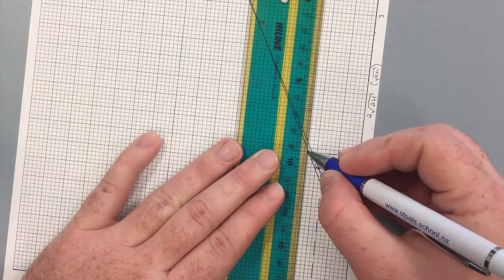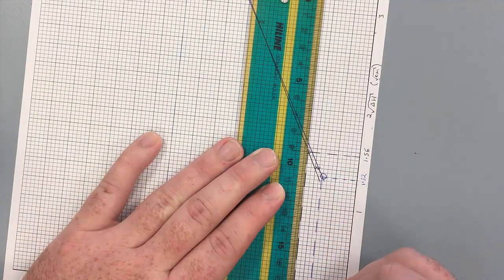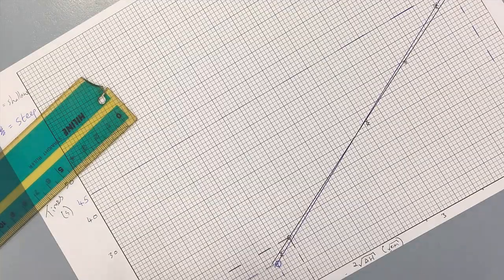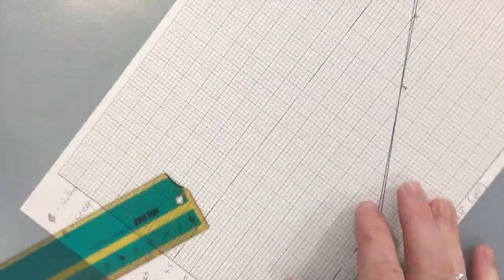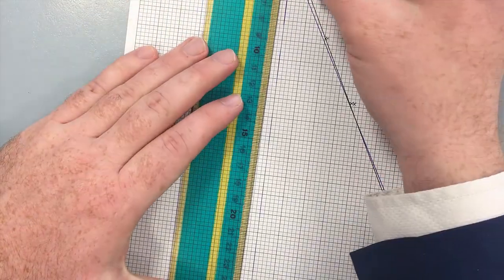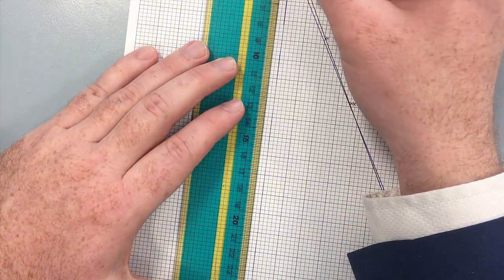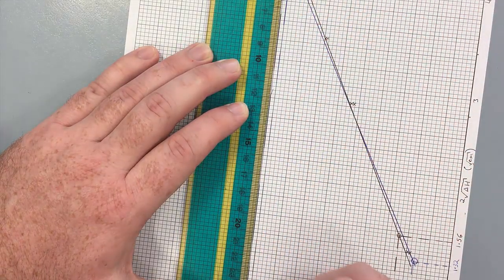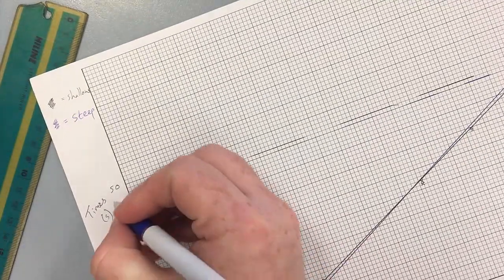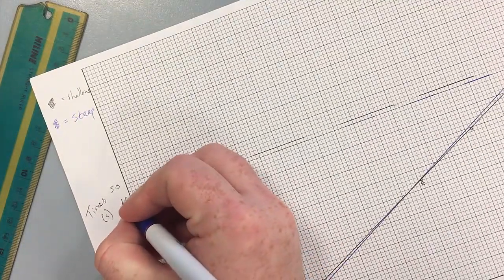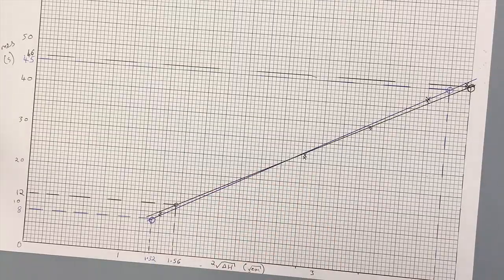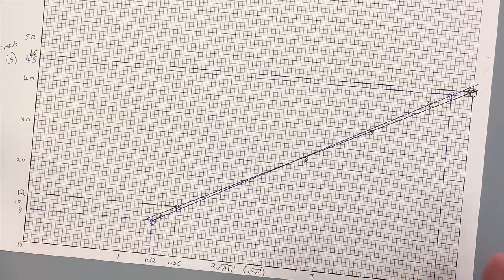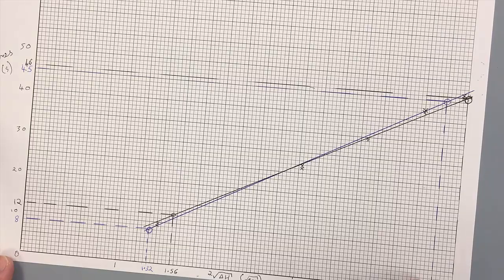And then I'm coming along here. Alright, and that one's nice and easy, that's 12. And coming along here, and I think 46 is reasonable there. Okay, so you can see what it looks like once we've got 2 lines of best fit, 2 construction lines, and our next stage is to work out the gradient. Right?